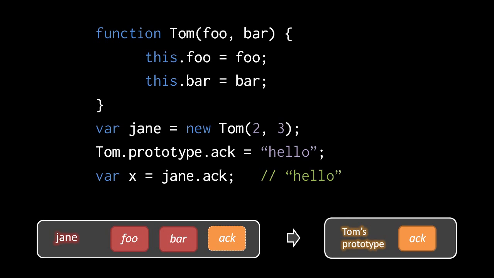When we invoke a function with the new operator, the newly created object gets linked to this prototype object. So here, if we create a property ack in the prototype object of tom, we can then access ack via the Jane object because the Jane object links to the prototype object of tom.